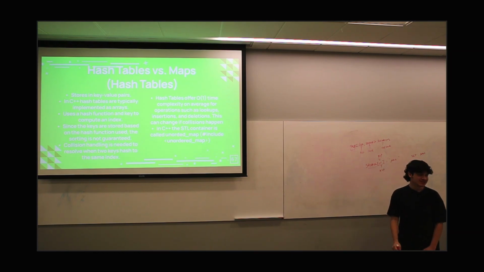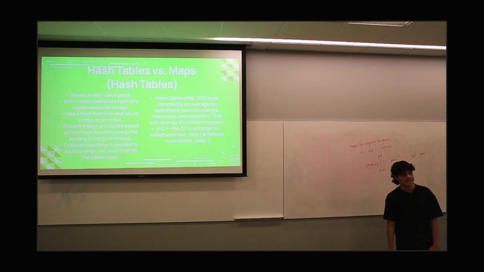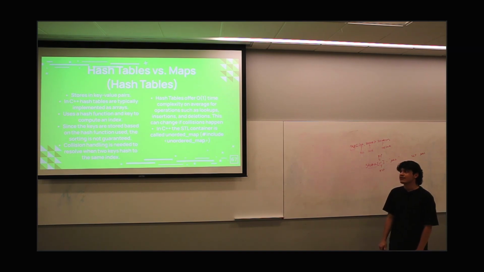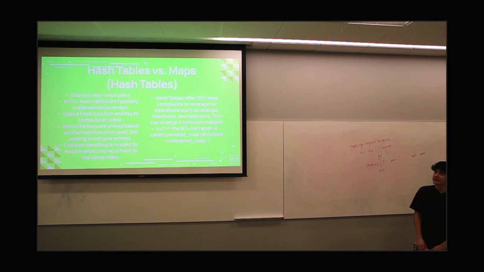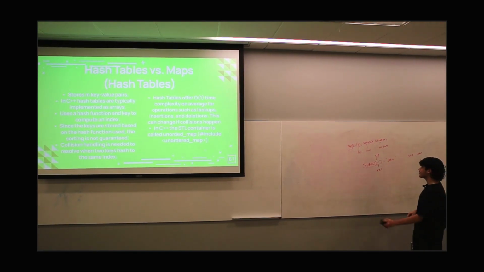Okay. But just try to understand it. It's a really simple concept. Just look over it. It's just a different container. It just accesses things with key-value pairs. That's it. That's all you have. Okay, so you would want to know the difference between a hash table and a map. Well, let me go over this.